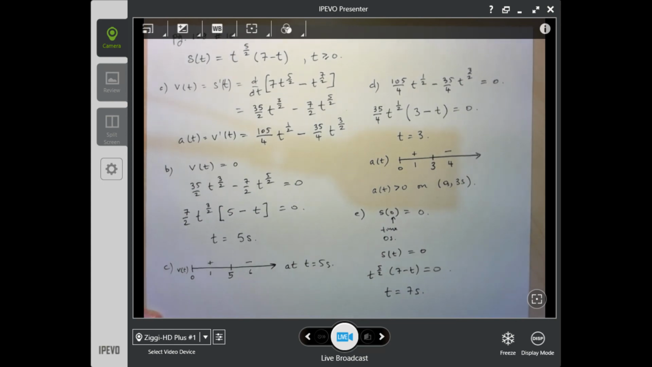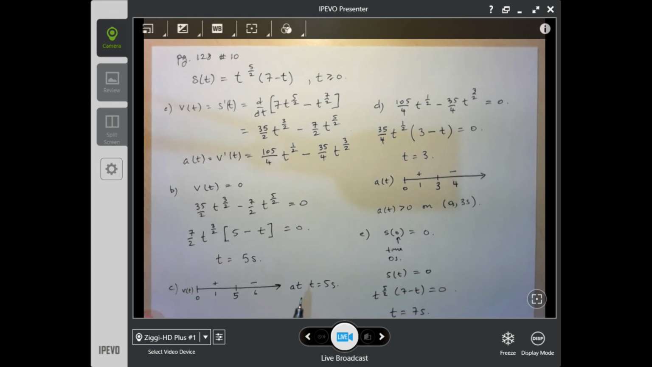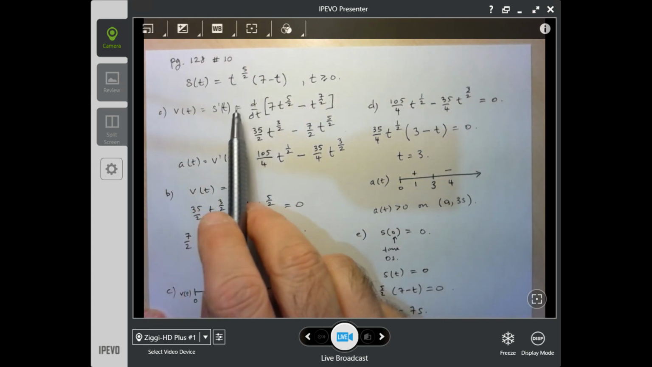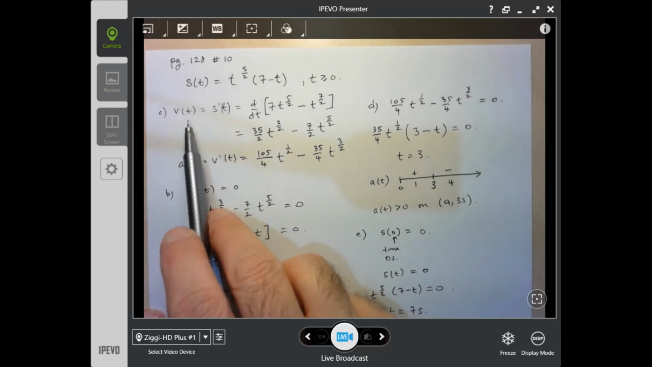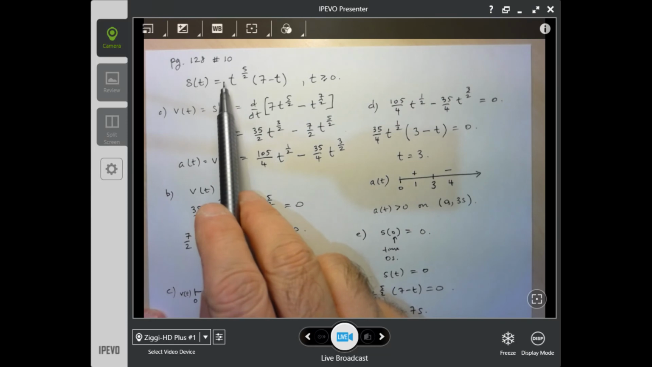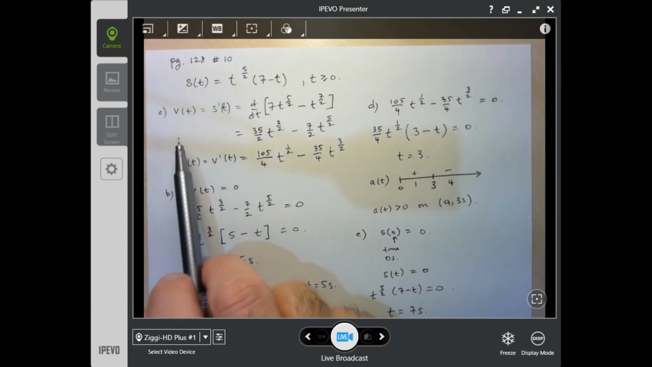All right, so this answers all the questions. Let's just do a quick recap. So we have this position function. We were able to fairly easily find the velocity and acceleration by taking derivatives. Notice here how I used the trick of distributing it out first instead of using the product rule.